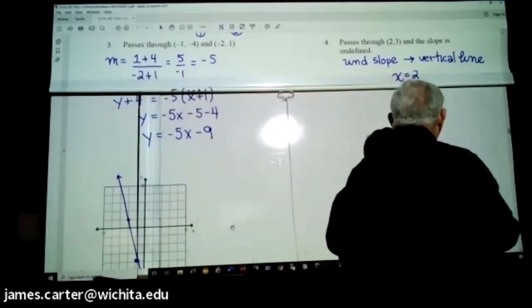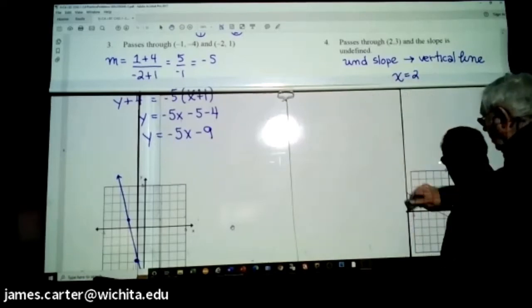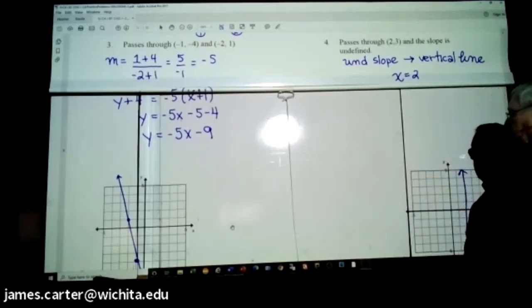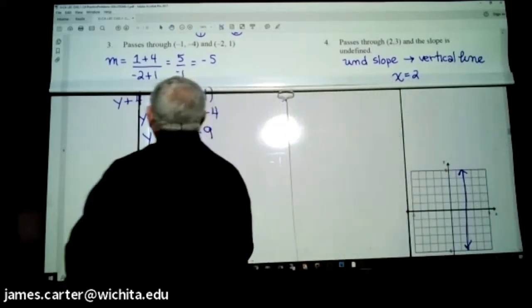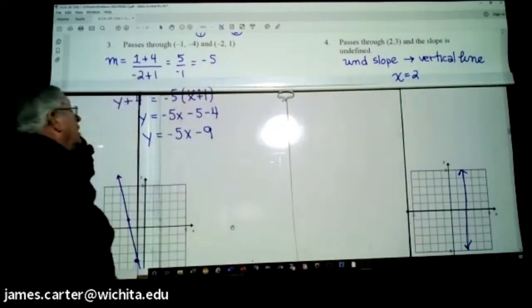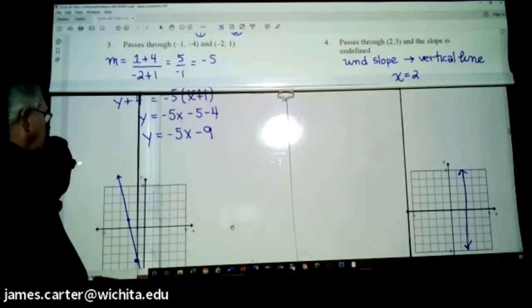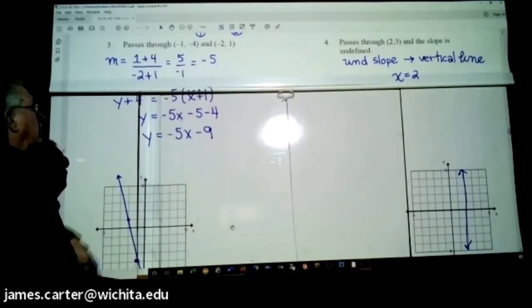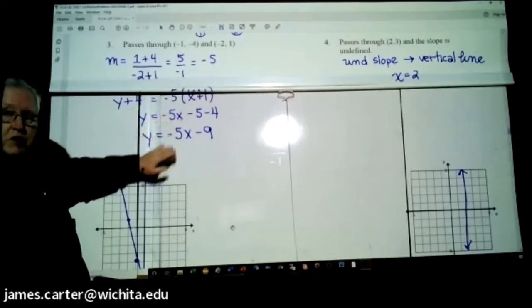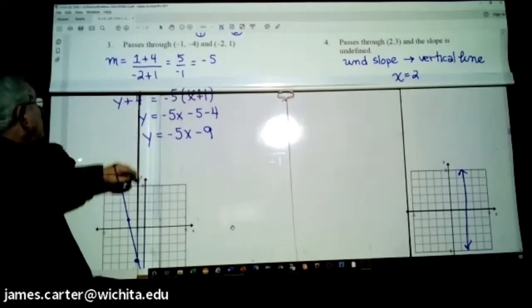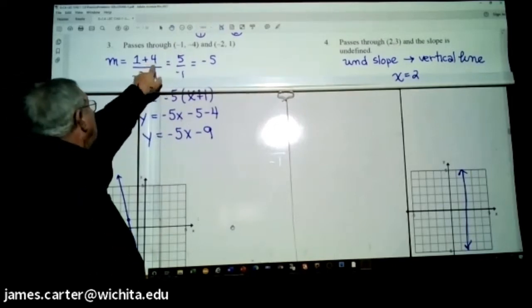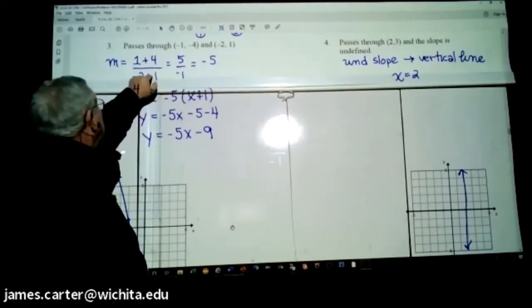By the way, you will have problems like that on my test Monday. Okay, let's look at this one. They give you 2 points and tell you to find the equation of the line and to graph it. You will have a problem like this one on my test. Okay? So first we have to take the 2 points and find the slope.